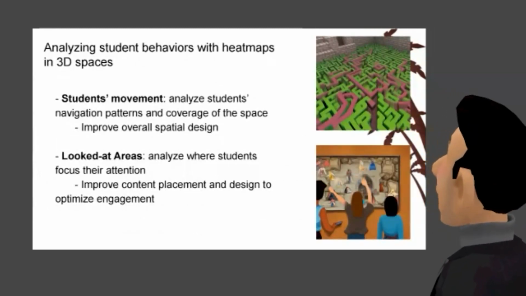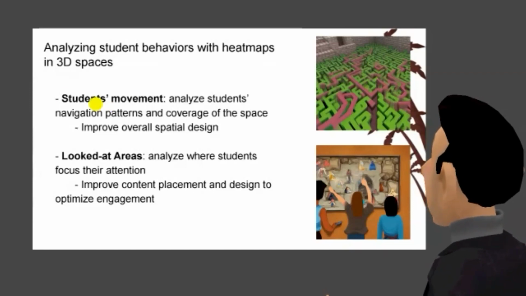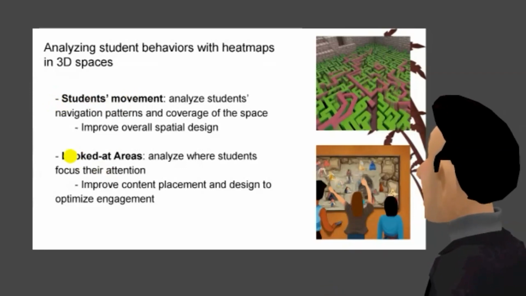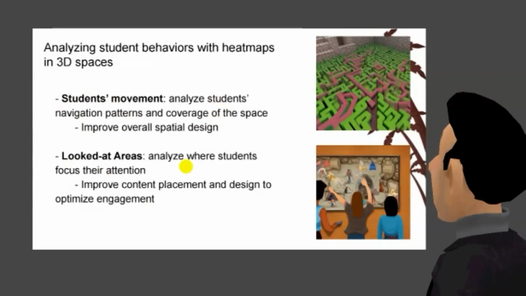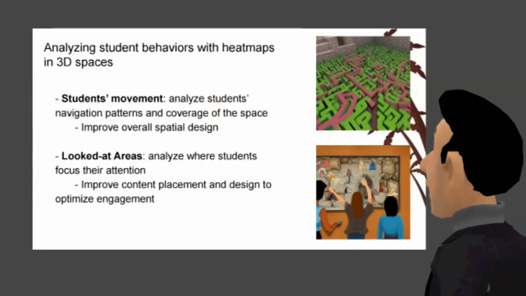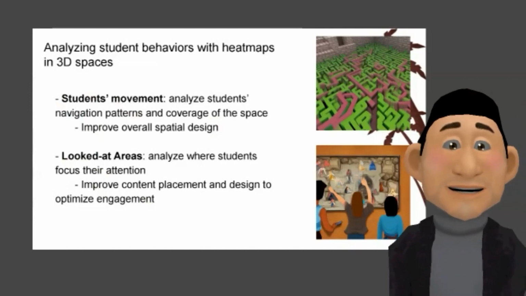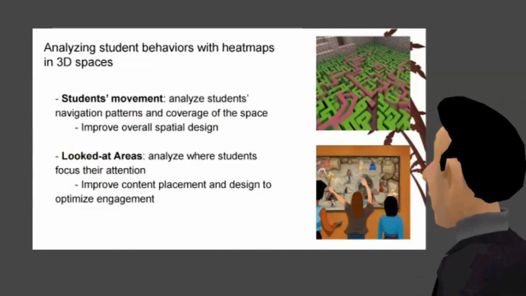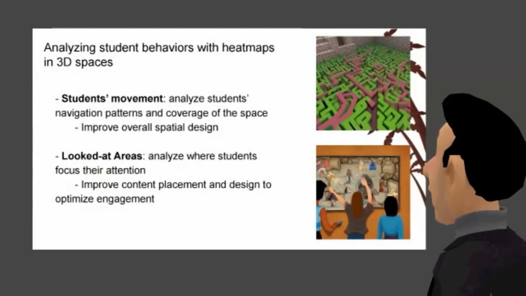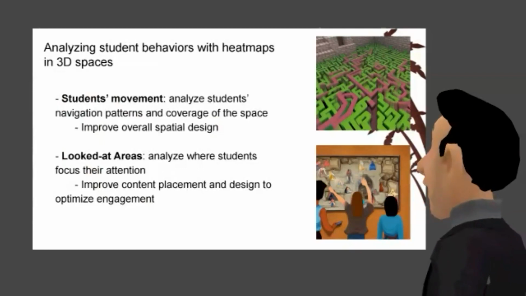And to analyze student behavior with heat maps in 3D spaces, you can look at students' movement, or you can look at looked at areas. With students' movement, you can analyze students' navigation patterns and coverage of space to improve overall spatial design. If you looked at areas, you can analyze where students focus their attention to improve content placement and design to optimize students' engagement.